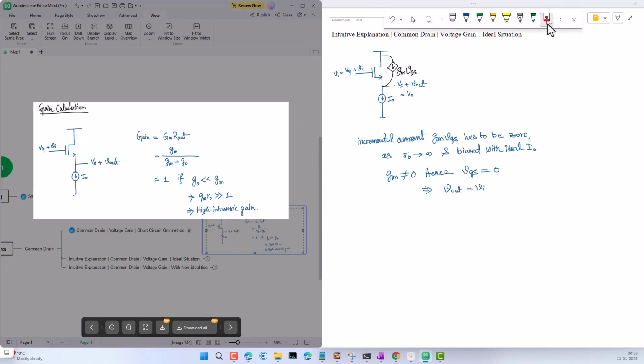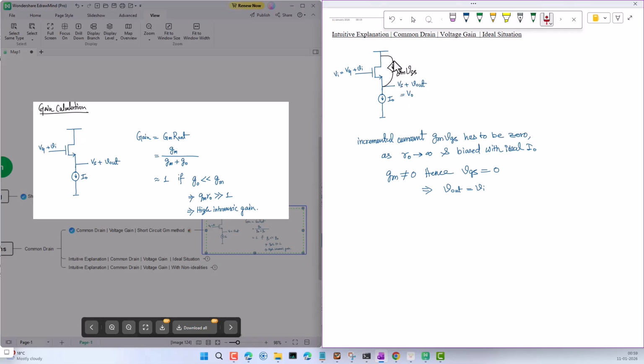So basically, if you look at the circuit, this is our common drain circuit. The claim is basically when we don't have that output resistance and we have the ideal situation, like here the current source is ideal, so the incremental voltage over here is the same as the incremental voltage over here. So V in is the same as V out, or V out is the same as V in. But why is it so?